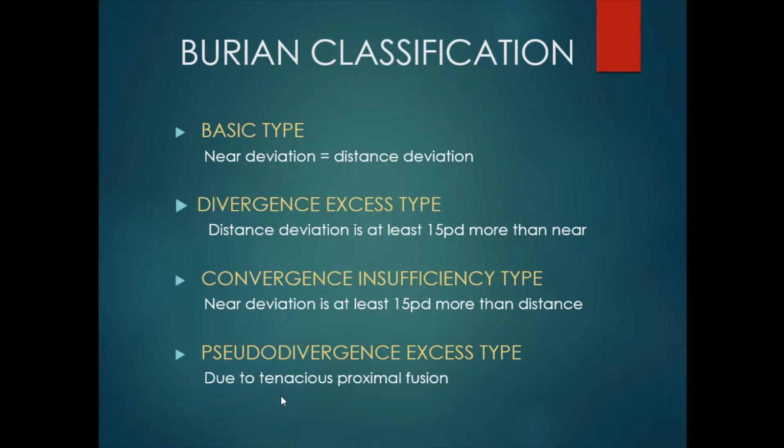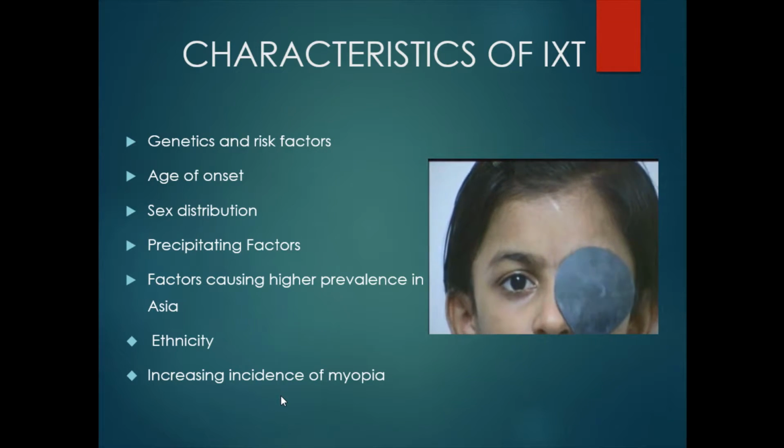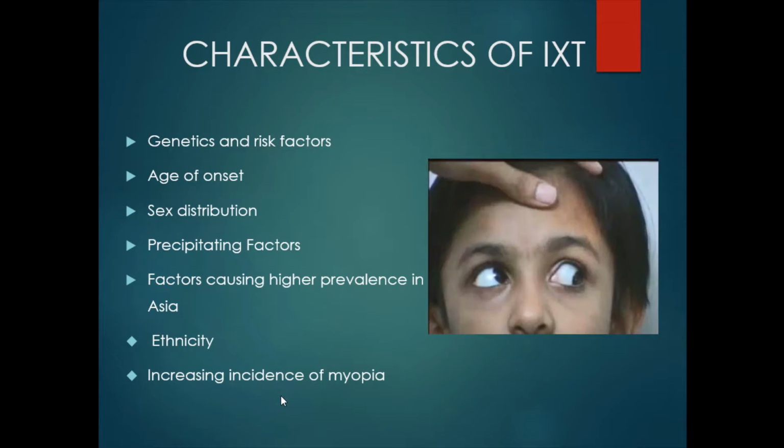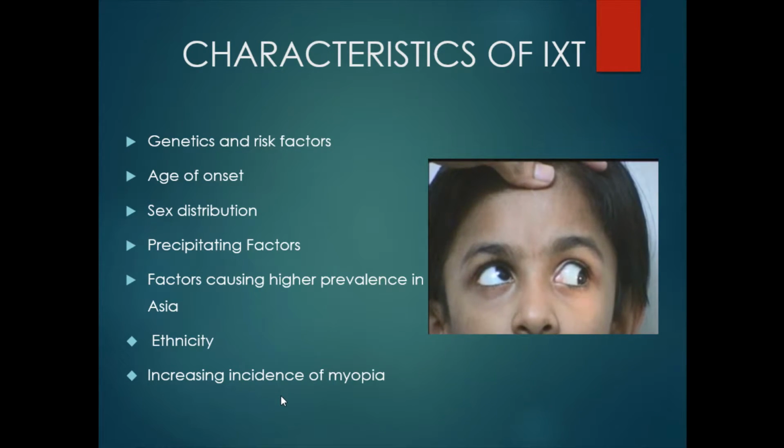I'm not going into the details, which we all know. And the typical characteristics: genetics and risk factors have a role, because heredity has a role in intermittent exotropia. We have seen it run in families, and the risk factors are mainly low birth weight. If there's any other neurological abnormality or craniofacial anomalies, then the children tend to develop exotropia. The age of onset, almost 50% is usually at birth, and then the rest will be within the age of 5 years, and only about 10% in adulthood. Sex distribution, there is a female preponderance.